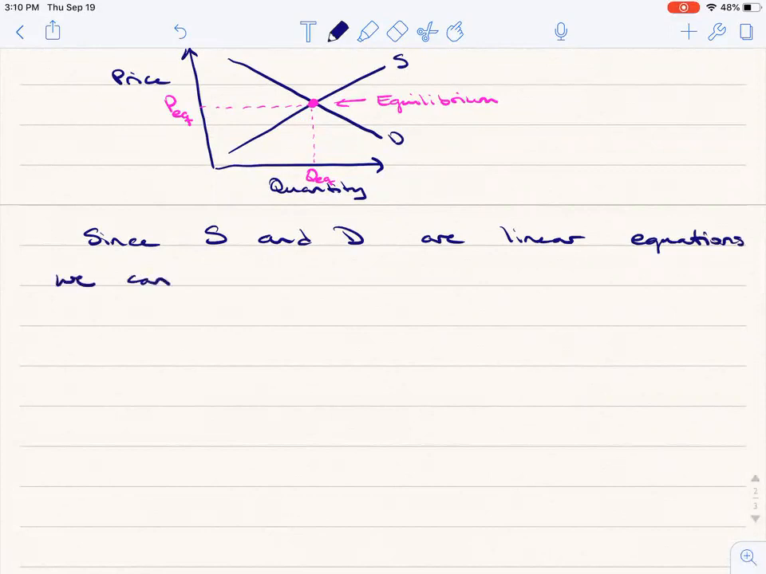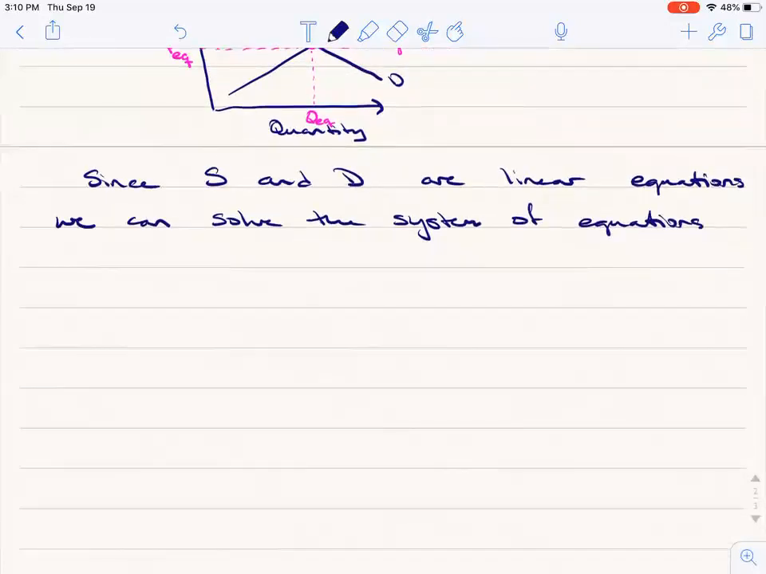So since S and D are linear equations, we can solve the system of equations to find the point of equilibrium. Sounds fun.